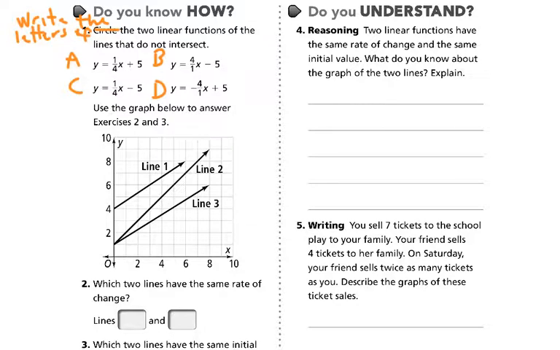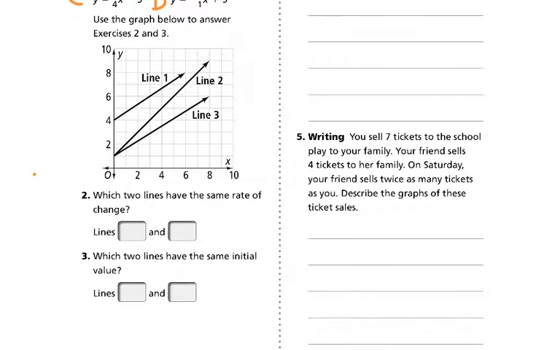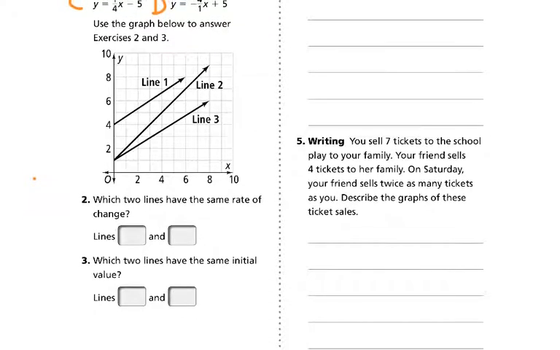Then, for number 2, you're going to look at the graph here, and you're going to tell me which 2 lines have the same rate of change. So you would put, for example, 1 and 2, or 2 and 3, or 1 and 3, etc. So for number 2, you're giving 2 lines that have the same rate. And for number 3, 2 lines that have the same initial value. So your answers should be numbers 1 and 2, 2 and 3, or 1 and 3.